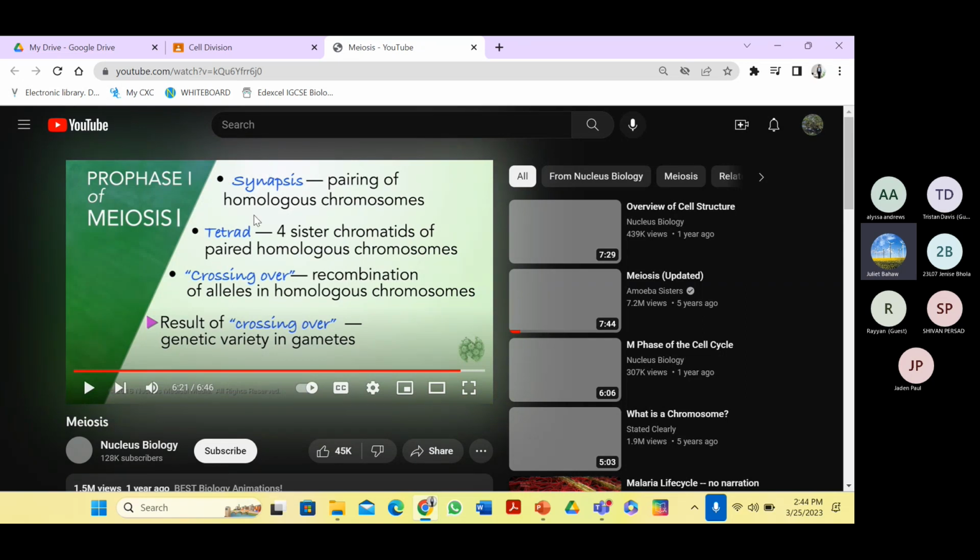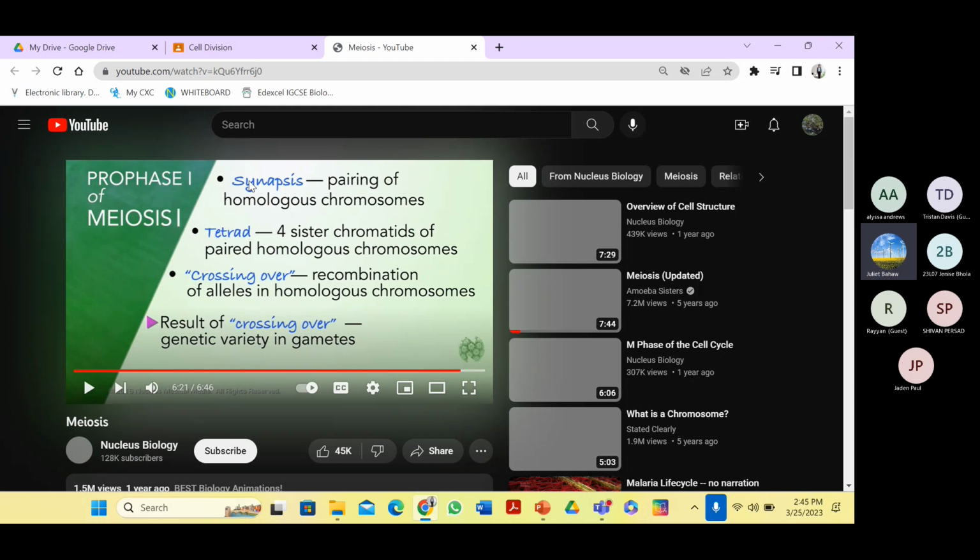What is synapsis? What's a tetrad? What is crossing over? Right? Synapsis is a fancy name for saying pairing of the homologous chromosomes. All of that takes place in prophase 1. Tetrad is when you have 4 sister chromatids of paired homologous chromosomes. Crossing over is when you have the segments of genes being exchanged between the homologous chromosomes.